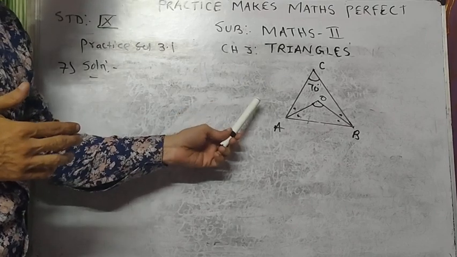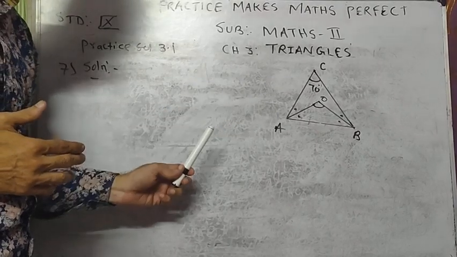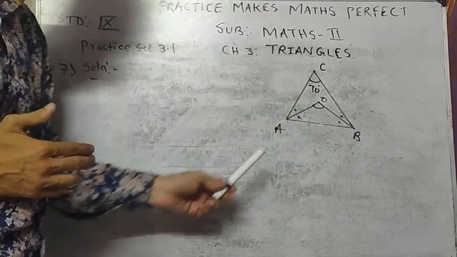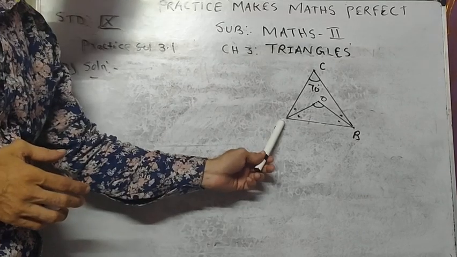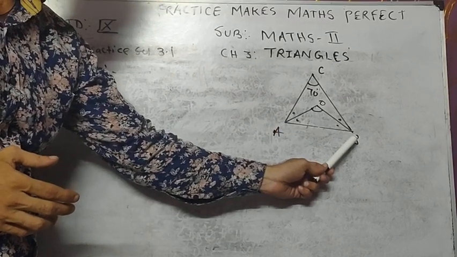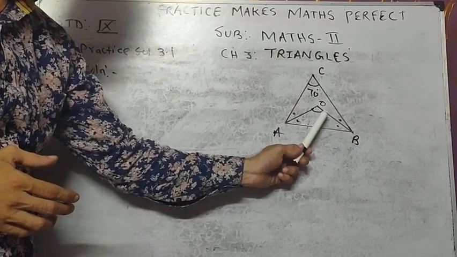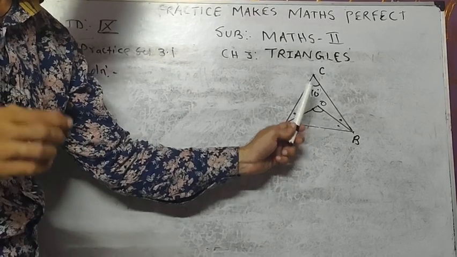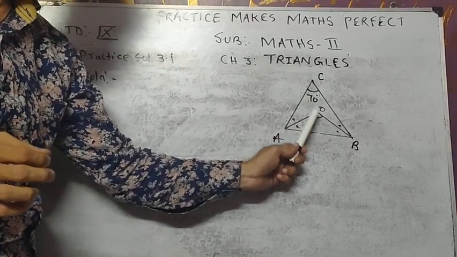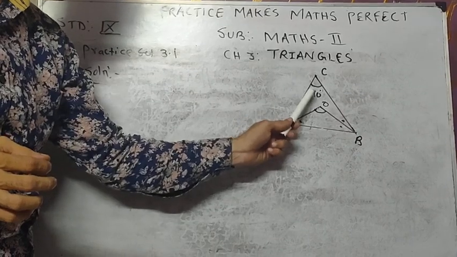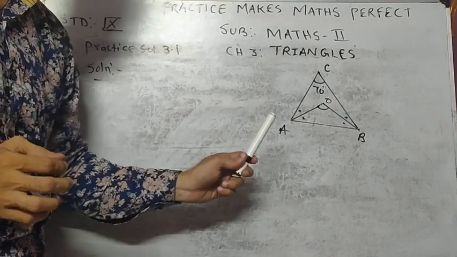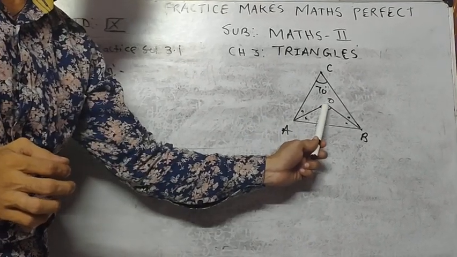Okay, the diagram is not given, only the question is given to you. In triangle ABC, the bisector of angle A and the bisector of angle B intersect each other at point O. Okay, angle C is 70 and you have to find out angle AOB.